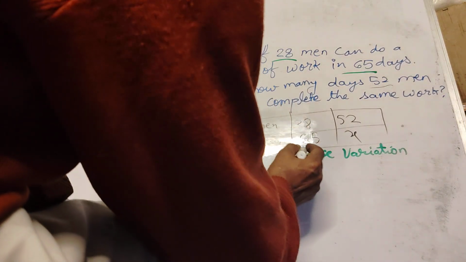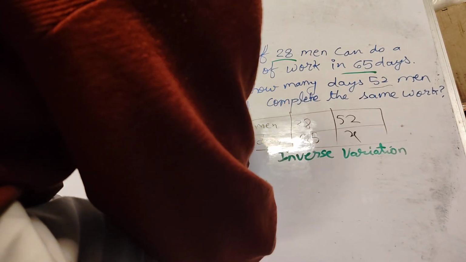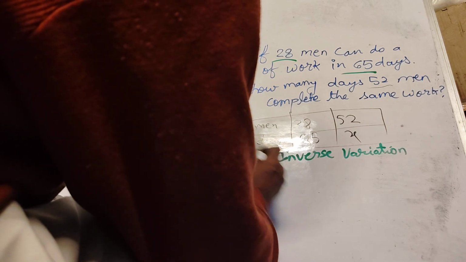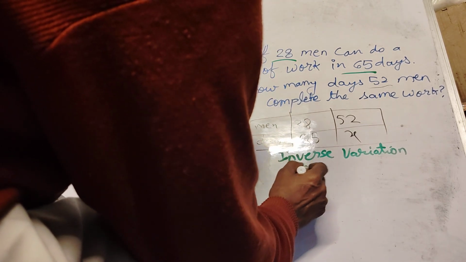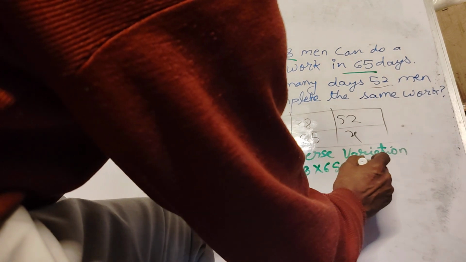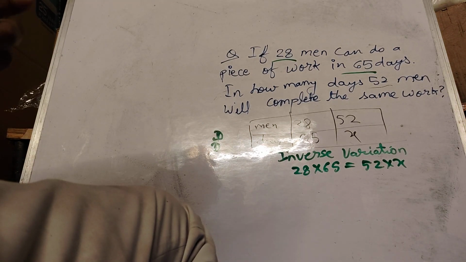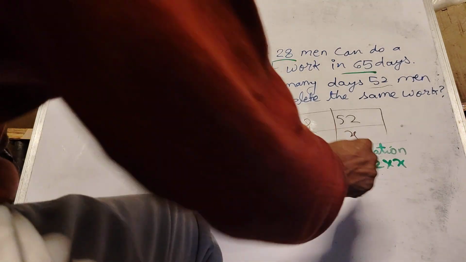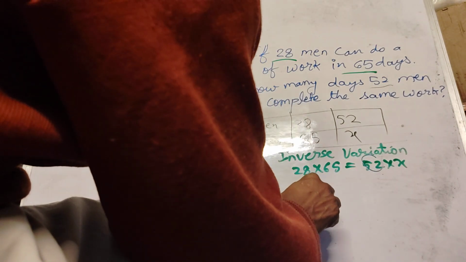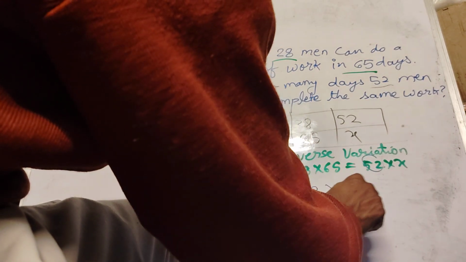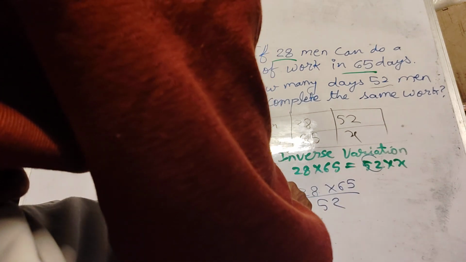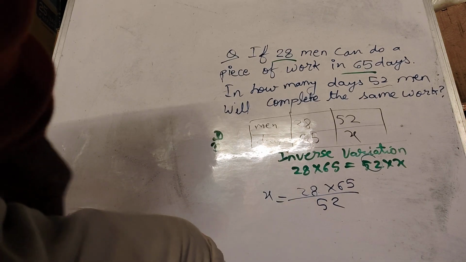In inverse variation we use multiply, because in direct variation we use divide. So D for direct, D for divide. Remember it, in inverse we multiply. So we write 28 multiplied by 65 equals 52 multiplied by x. It can be simplified. This 52 we shift into the denominator to find x. There are two methods. First, we can multiply the numerator 28 times 65, then divide by 52.